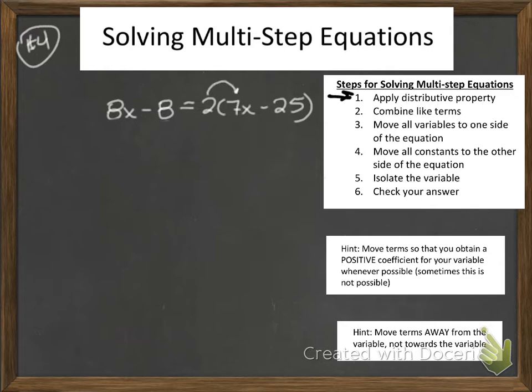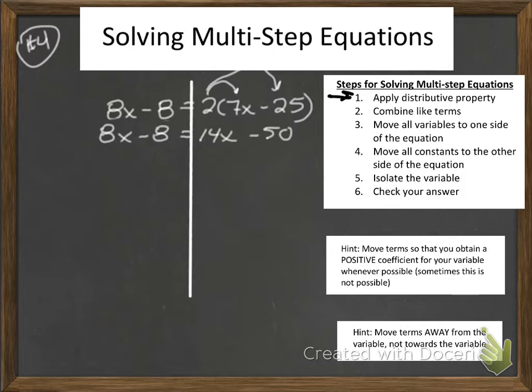We can do that over here by multiplying 2 times 7x, giving us 14x, and 2 times negative 25, giving us negative 50. I will then simply bring down all of the parts of the equation that I did not change. I'm also going to draw a vertical line through the equal sign so that I can keep the two sides of the equation straight.